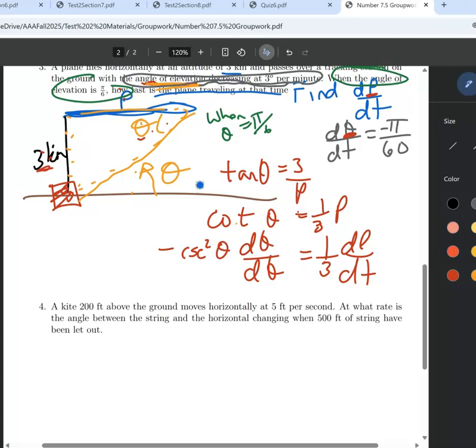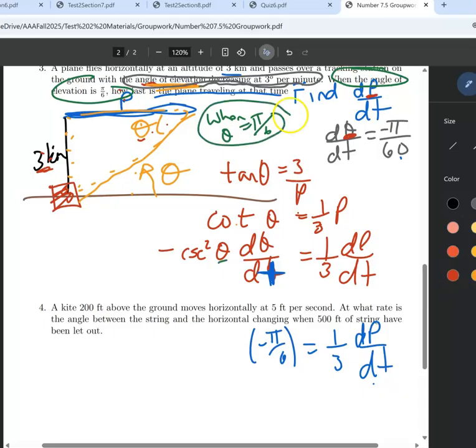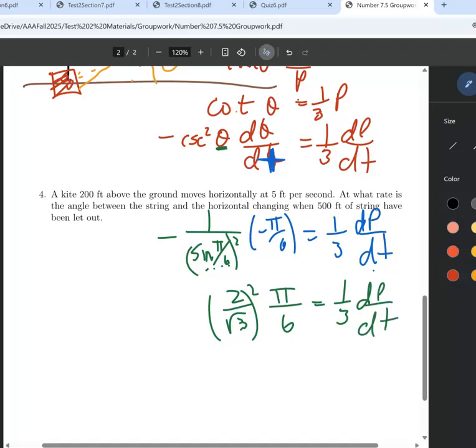Now I'm ready to plug everything in. Whoops, that's a dt. So I plug this in, so I have a negative pi over 6. I'm trying to find dp over dt, so that's a totally legit thing to have there. And then oh, look at that, I get to plug in pi over 6 right there. So I know that cosecant is 1 over sine of pi over 6 all squared. So those two negatives make a positive, so I get a positive pi over 6. You know that's root 3 over 2, so that'd be 2 over root 3 all squared, dp over dt.